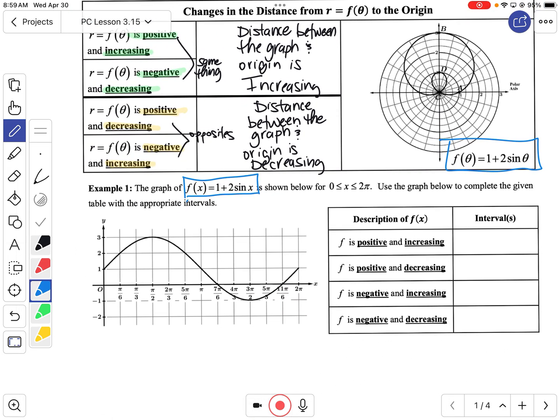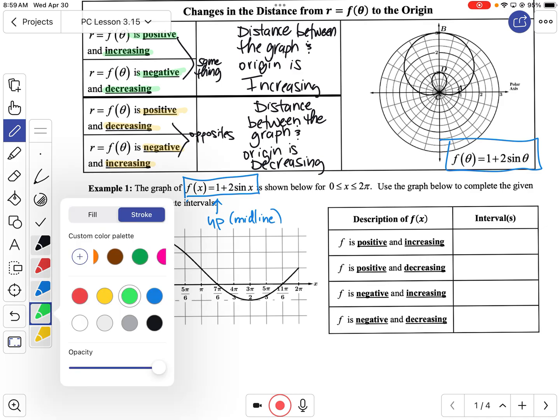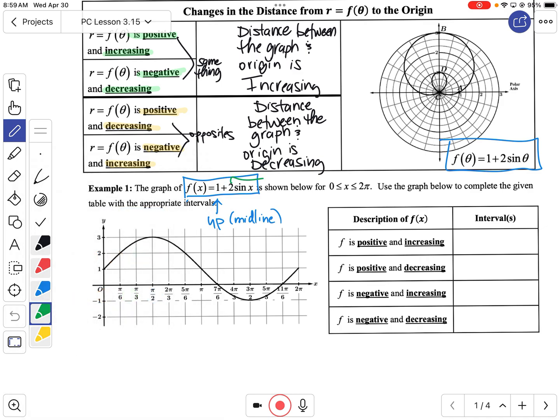Okay, so let's take a look. They graphed it for me: 1 plus 2 sine x. It's my sine function, my roller coaster. What did I change about it? What does this 1 at the end do? It goes up 1, which changed my midline. And then what did that 2 do? That changed my amplitude. So instead of going up and down 1, I went up and down 2. All right, so there's my picture.